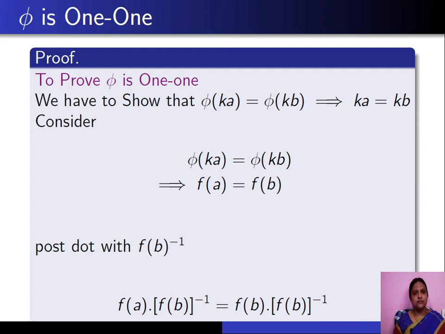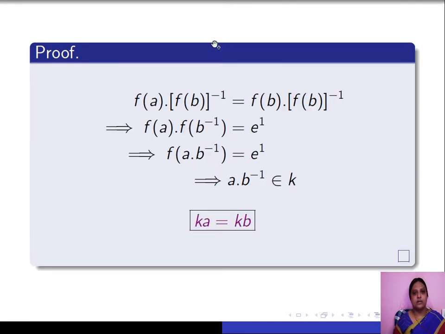Now what is our aim? We need to prove that ka is equal to kb. So for that we have to post dot with f of b whole inverse on both sides. If we post dot, f of a into f of b whole inverse is equal to f of b into f of b whole inverse. In the next step, f of b whole inverse can be written as f of b inverse according to the properties of homomorphism, and here one element into its inverse is equal to e dash.